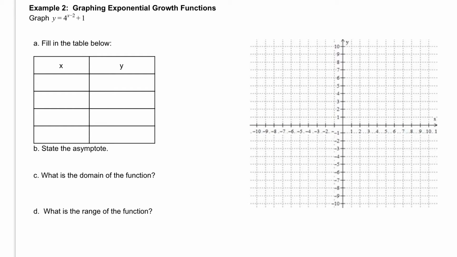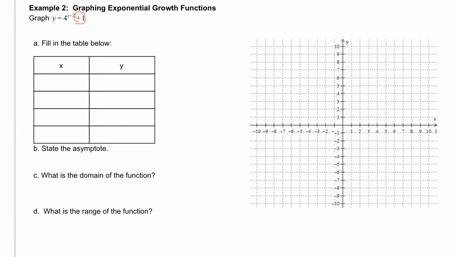Now in example 2, what we've done is we have something very similar to example 1, but instead of just having the base with our variable, we've subtracted something within the exponent and we've added something outside of that exponent. This plus 1 that we have here is going to indicate where our asymptote is, because that's telling us that we have shifted our graph up 1.